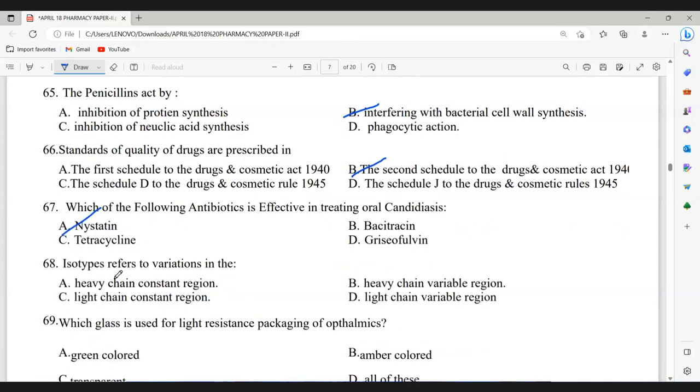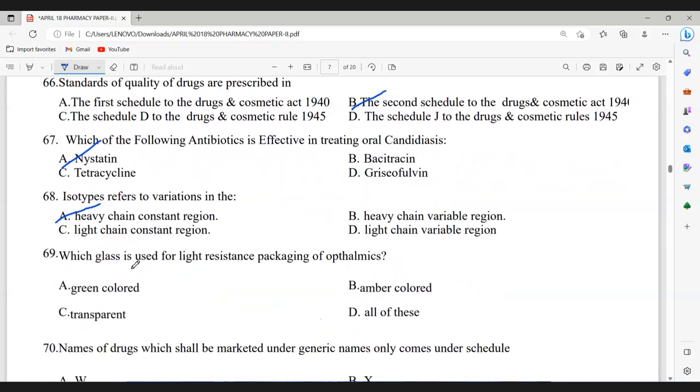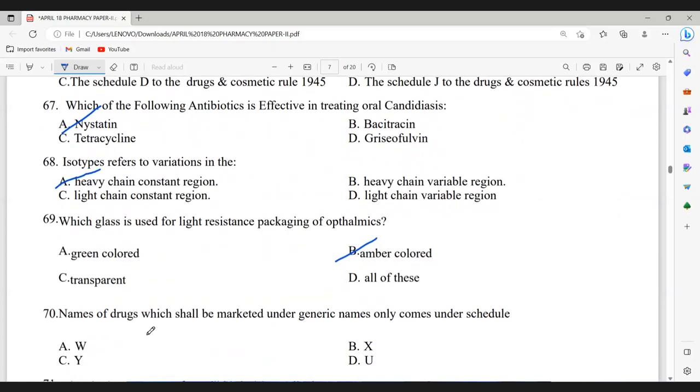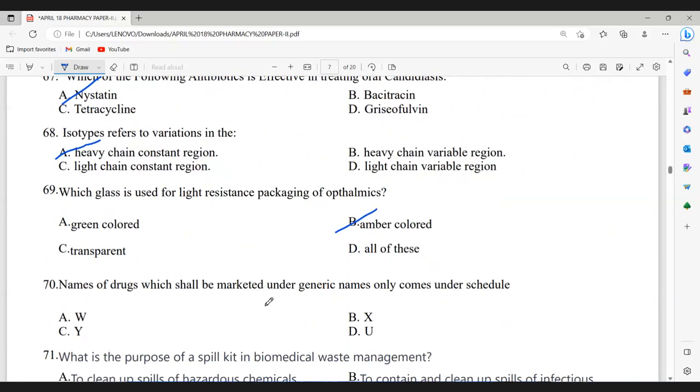Then isotopes refers to variation in, is it a direct question? And then 68, which glass is used for light resistant packing of ophthalmics? Amber color bottles. Then 70, name of the drugs which shall be marketed under generic names only comes under which schedule? It comes under schedule W.